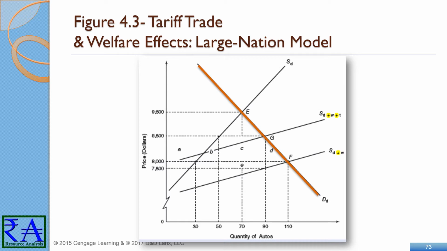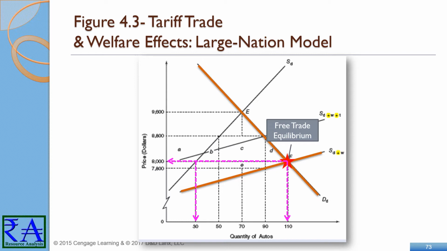With free trade initiated, a new supply curve is introduced, giving a demand curve intersection at F for 110 automobiles at $8,000 each. Of that quantity, about 30 are domestically produced and 80 are imported.